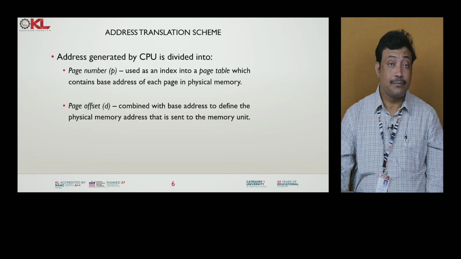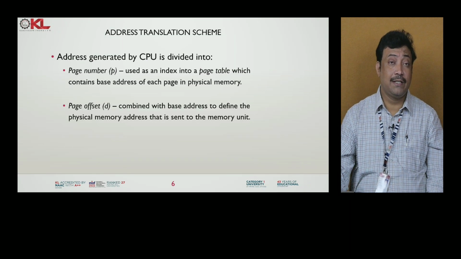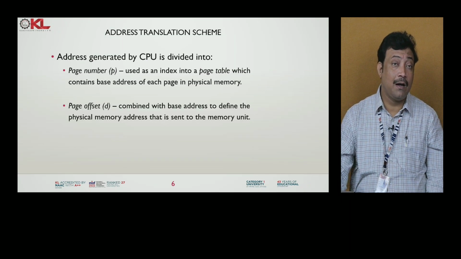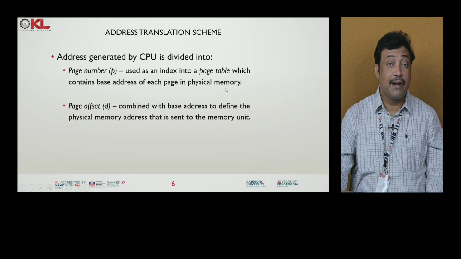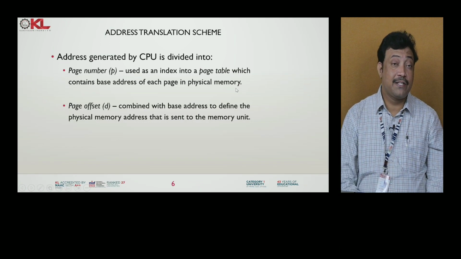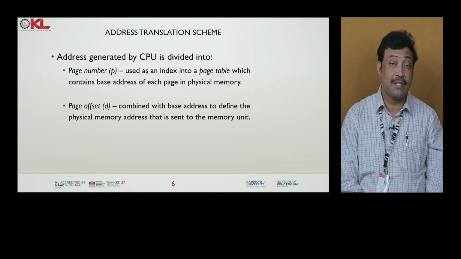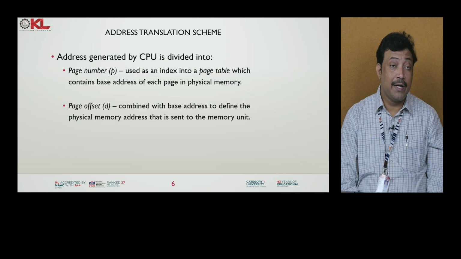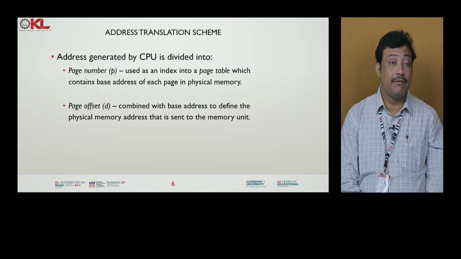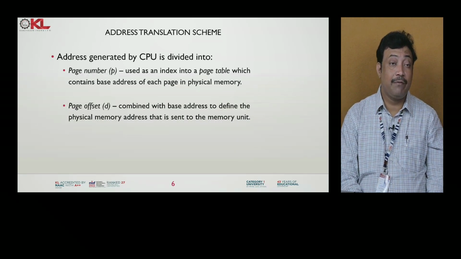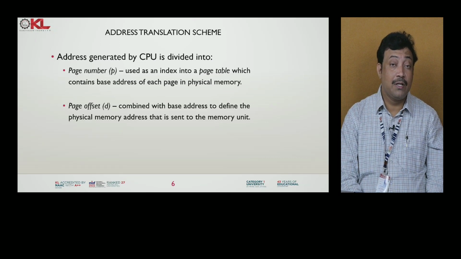So here, in order to translate the logical address to physical address space, the address generated by the CPU is divided into two parts in the page table. One is called the page number, which is the index, always starting with 0. The index of the page number is available in the page table, so that it can give the base address that is available in the physical memory. The page offset, referred to by the symbol D, is combined with the base address to define the physical memory address that is sent to the memory unit.